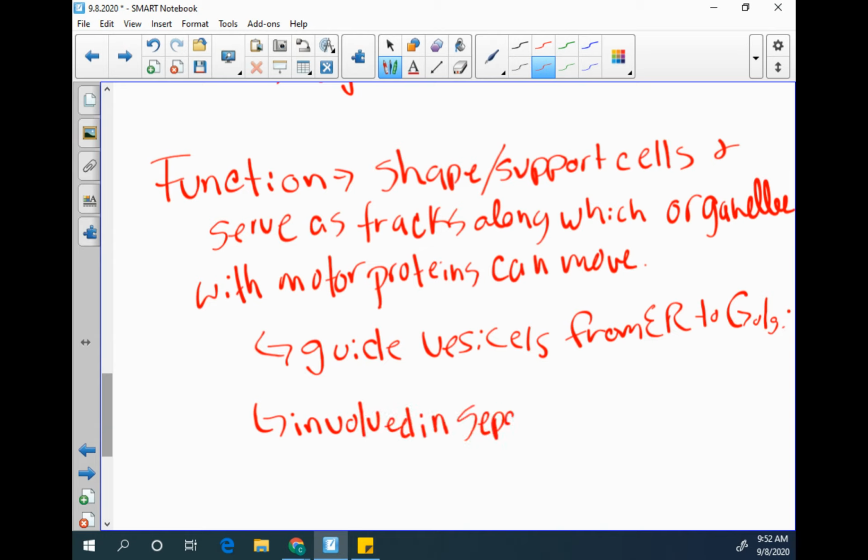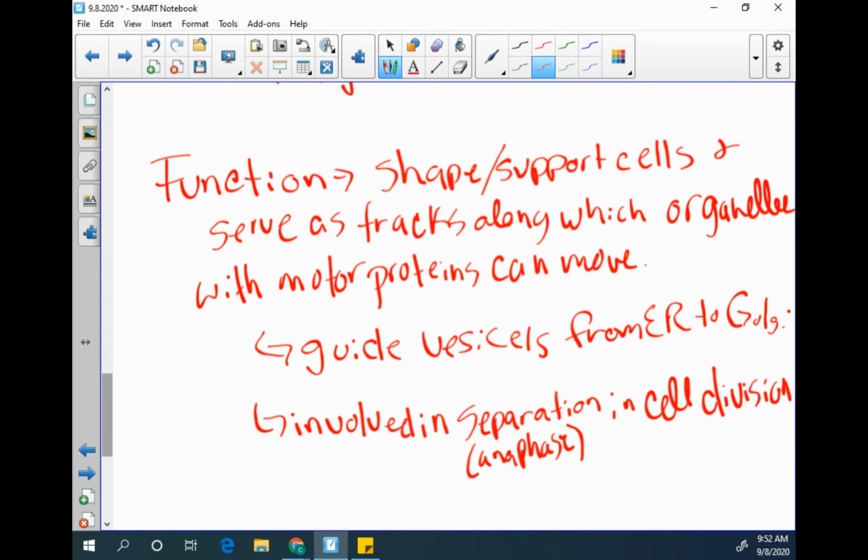in separation, or anaphase, in cell division. So if you remember those pictures from when you learned mitosis, how the cells are kind of pulled apart, it is the microtubules that allow that to happen. They are kind of the tracks along which everything gets pulled from one side to the other.